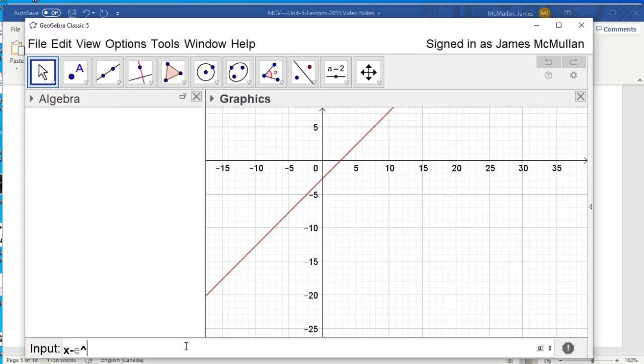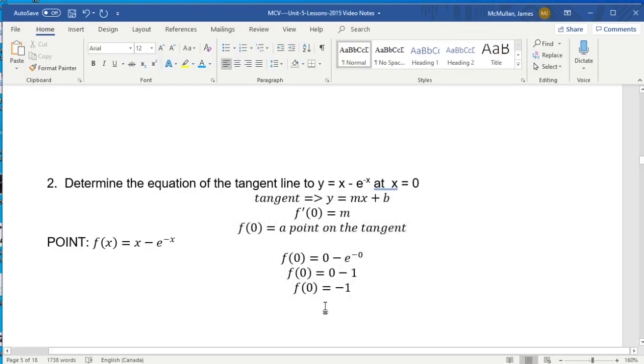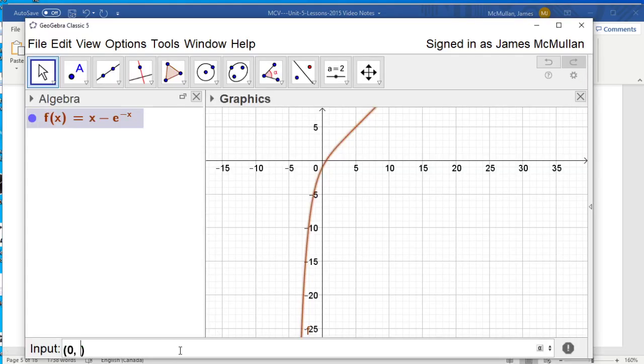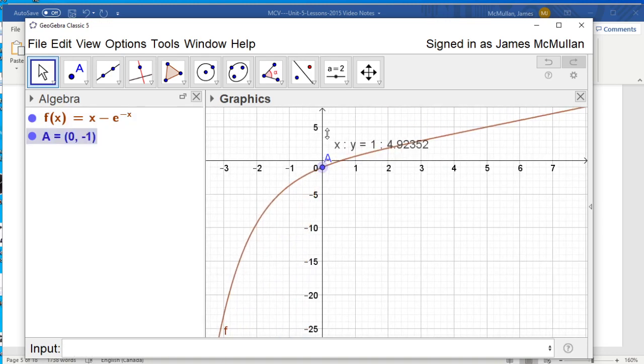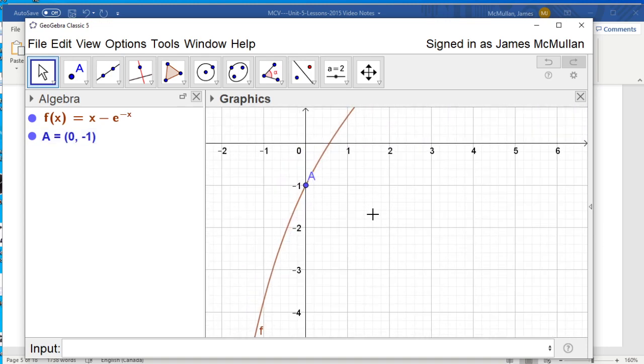So x minus e to the negative x. Okay, I'm saying that this function should go through the point 0, negative 1, which you can see that it does. Okay, so there it is. Goes through 0, negative 1.